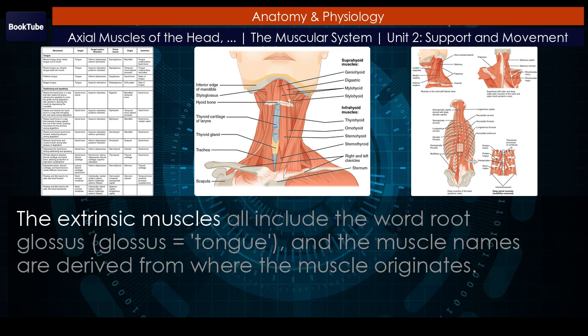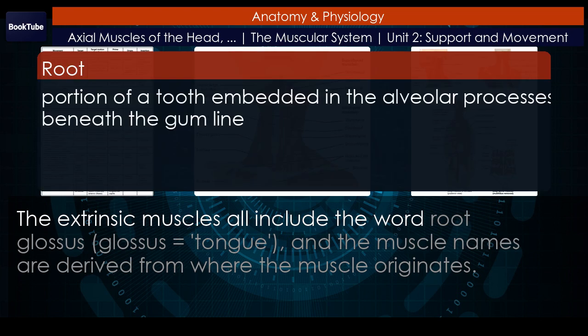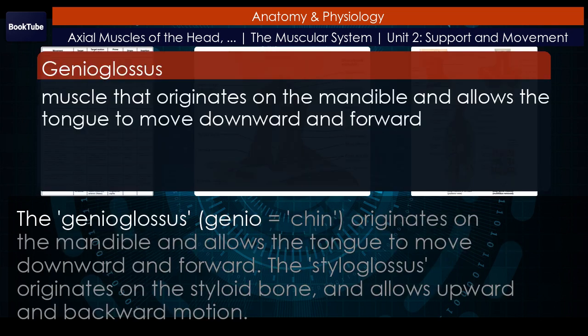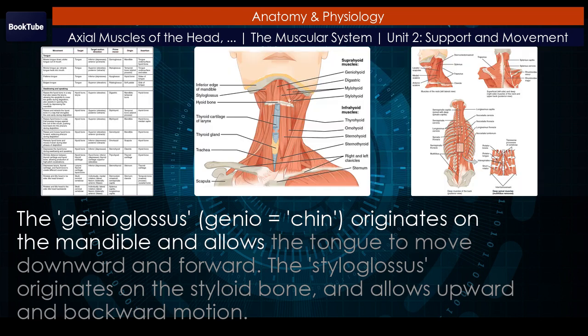The extrinsic muscles all include the word root glossus. Glossus equals tongue, and the muscle names are derived from where the muscle originates. The genioglossus, genio equals chin, originates on the mandible and allows the tongue to move downward and forward.